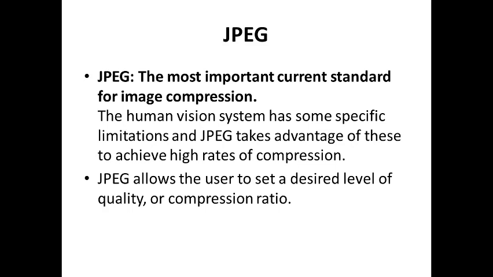Now, what are these images? These are the normal images that are supported by every device. There are other types of images like BMP, PNG, GIF, and n number of images, but JPEG is a universal type of image which can be opened and used on any device. It is the default type. Now, JPEG is the most important current standard for image compression. The human vision system has some specific limitations, and JPEG takes advantage of these to achieve high rates of compression.